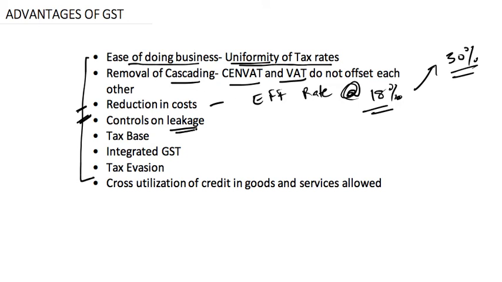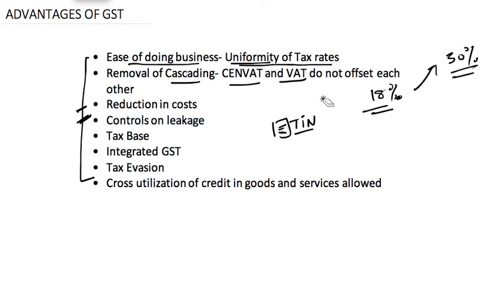Controls on leakage. How does it control leakages? Because when there are multiple taxes and you stop getting credit for those taxes, you start selling and purchasing goods without bills and without a TIN number. But in case of GST, people identify the advantage of getting a TIN number and selling goods with bills because they get credit for whatever they sell. So the leakages also reduce.